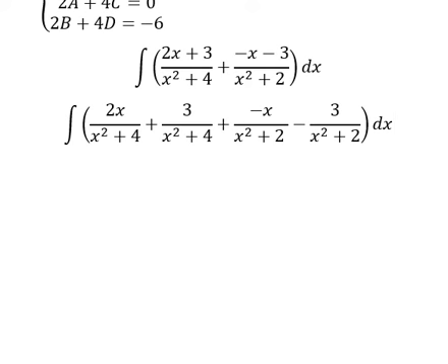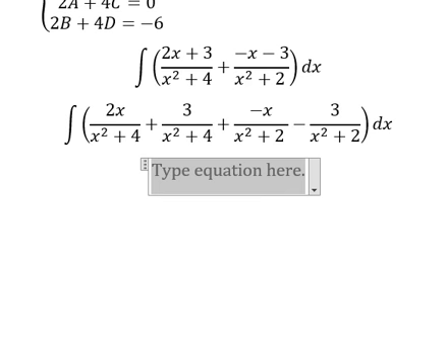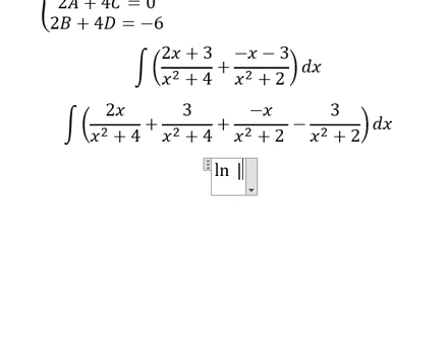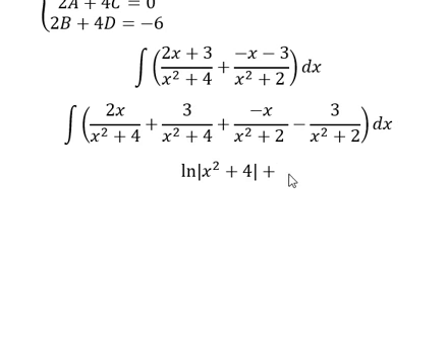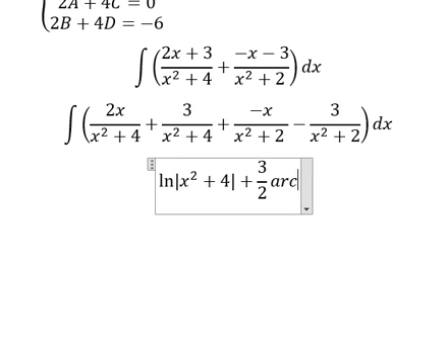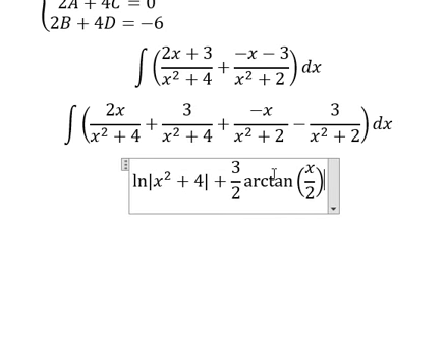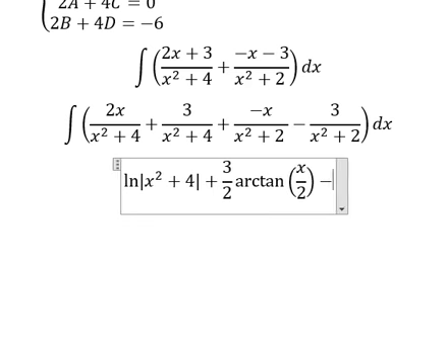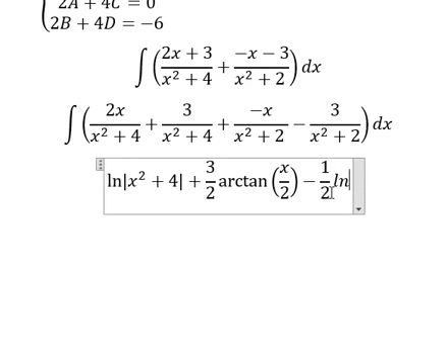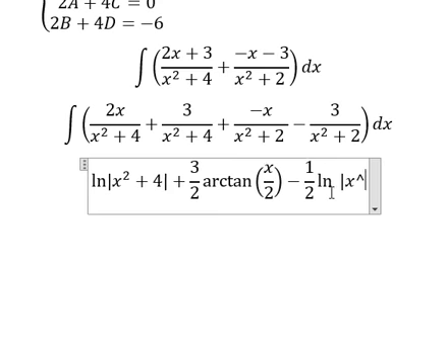And now we have the final answer. The integration of this one, we have ln of the absolute value of s squared plus 4. The integration of this one, we have 3 over 2 or tan of s over 2. The integration of this one, we have negative 1 over 2 ln of the absolute value of s squared plus 2.